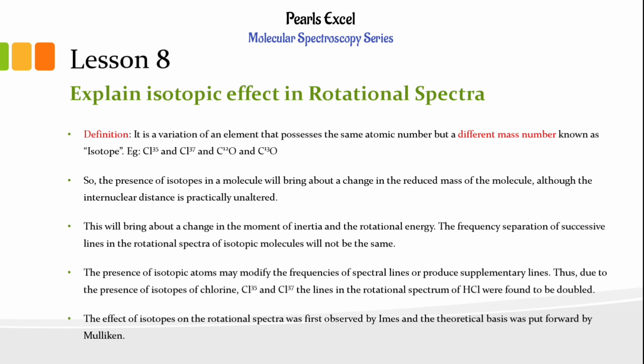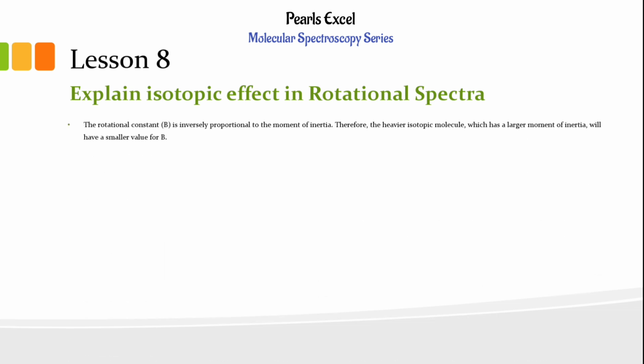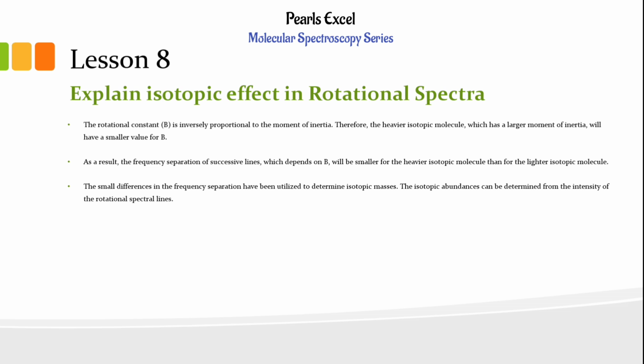The effect of isotopes on the rotational spectra was first observed by Imes, and the theoretical basis was put forward by Mulliken. The rotational constant, B, is inversely proportional to the moment of inertia. Therefore, the heavier isotopic molecule, which has a larger moment of inertia, will have a smaller value for B. As a result, the frequency separation of successive lines, which depends on B, will be smaller for the heavier isotopic molecule than for the lighter isotopic molecule. The small differences in the frequency separation have been utilized to determine isotopic masses. The isotopic abundances can be determined from the intensity of the rotational spectral lines.